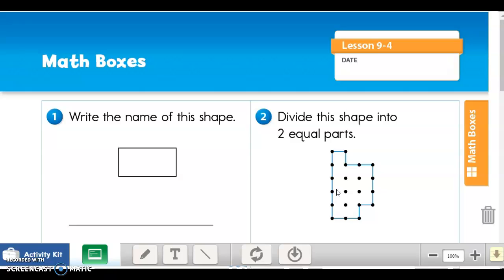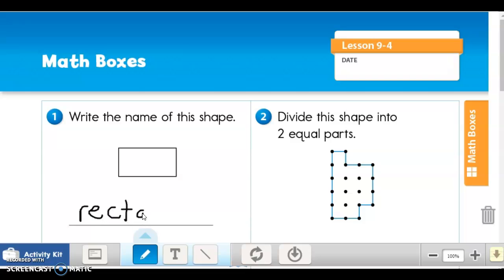Hi friends, we're going to review lesson 9.4, page 229 in your math journals. Question number 1 says, write the name of this shape. You could say it has 1, 2, 3, 4 sides, so we know that is a quadrilateral, but you could also say that it is a rectangle. I bet many of you might choose the rectangle because we might be a little bit more familiar with that word. But you could also use the word quadrilateral for that one.